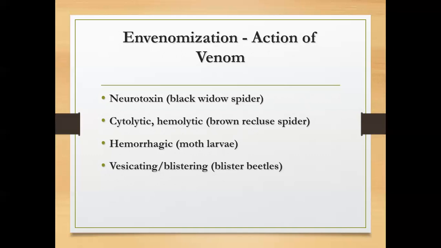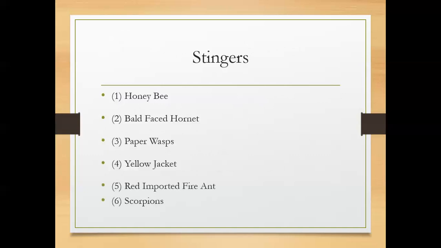If someone gets bitten by a black widow spider, the type of poison is a neurotoxin and the effects will be neurotoxic effects. While for the hemolytic and cytolytic effect, the example is the brown recluse spider. It is also a spider which causes the hemolytic or cytolytic effect. Moth larva usually, when it bites, hemorrhagic conditions appear, while blister beetles are an example of a poisonous action that is vesicating and blistering. Blisters appear on the skin.